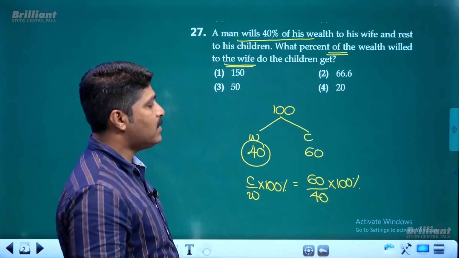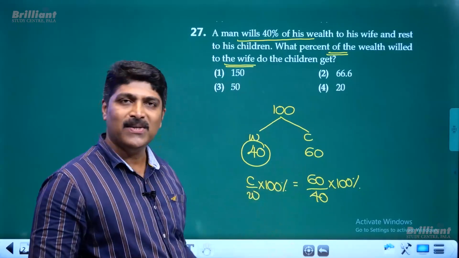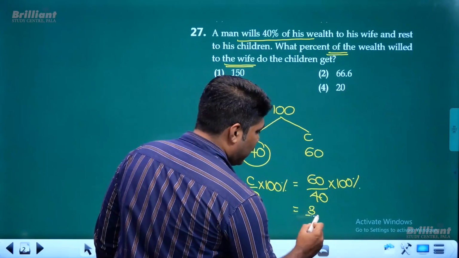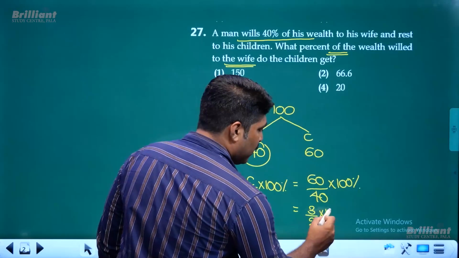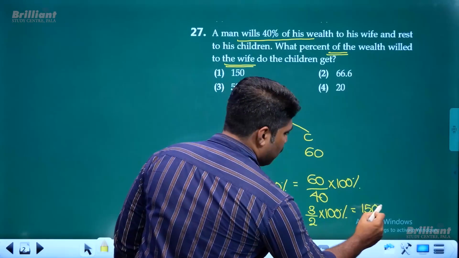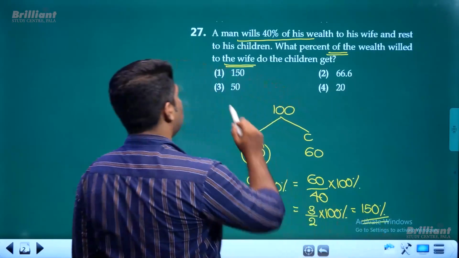And while we are considering this set of values here, we can simplify these values. Both these values are multiples of 20, right? So this is 3 by 2 into 100%. What is 3 by 2 into 100%? Which is equal to 150%. It's such a simple question.